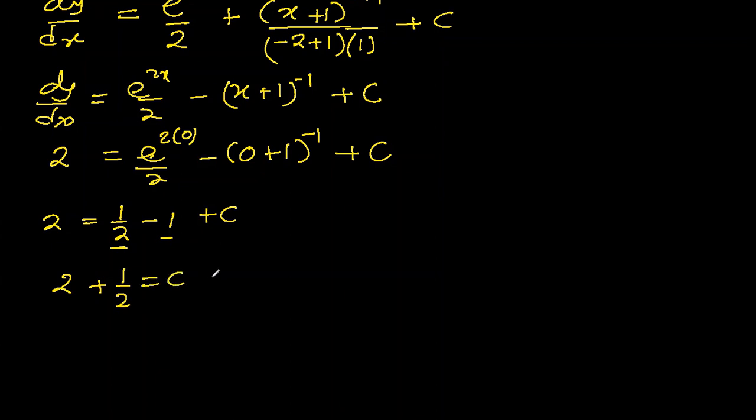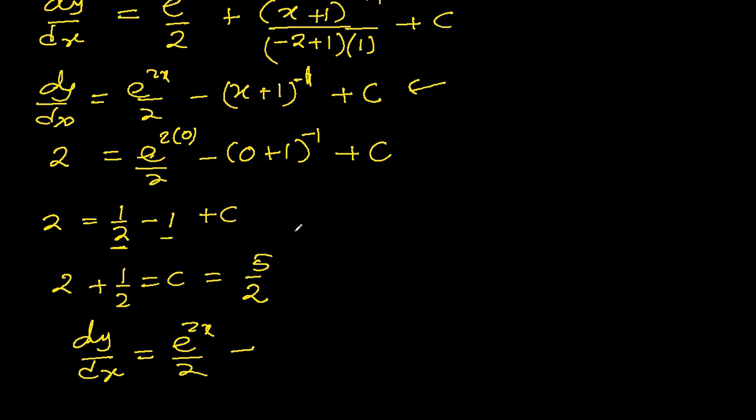So c comes out to be 5 over 2. And the final equation they want for dy over dx will be e to the power 2x over 2, minus, since this exponent is negative 1, to make it positive, I'll make it a denominator, 1 over x plus 1. And now see, already we have 5 over 2.